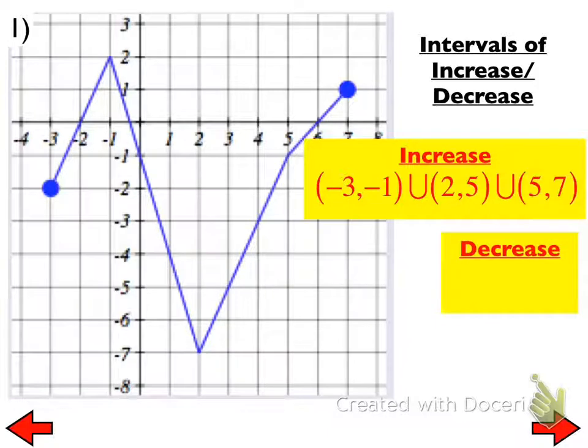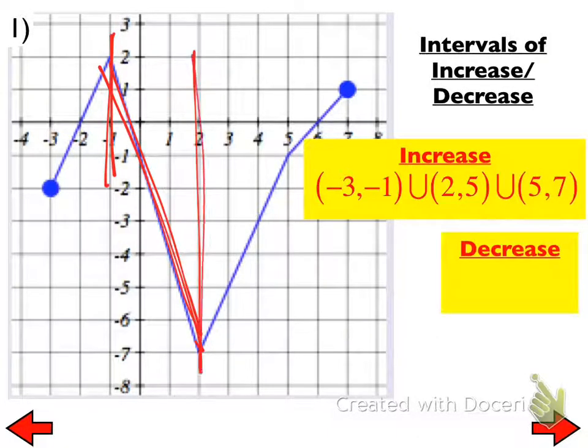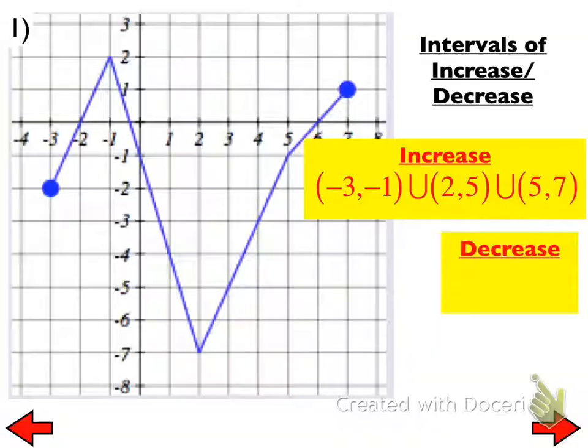And then decrease, I can see that we are decreasing on this interval right here from -1 to +2. Now remember, we're just reading this graph from left to right. So that interval would be from -1 to +2. Now notice that I did not use any brackets, only parentheses when we're doing intervals of increase and decrease. And that's because at the points where it's changing, we're not actually increasing or decreasing at those points.